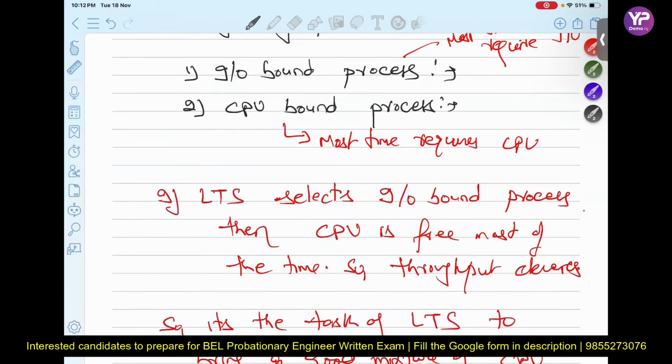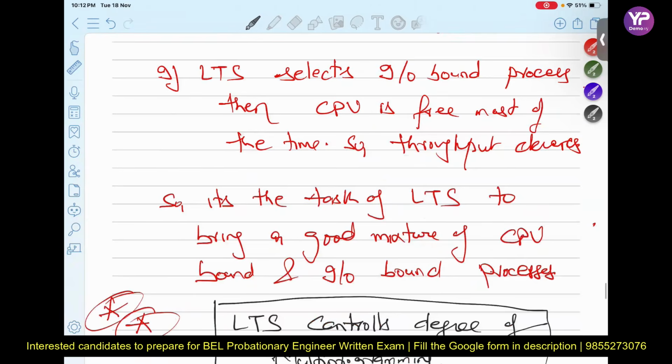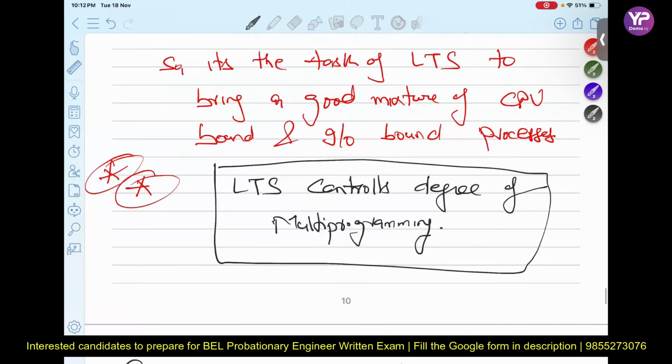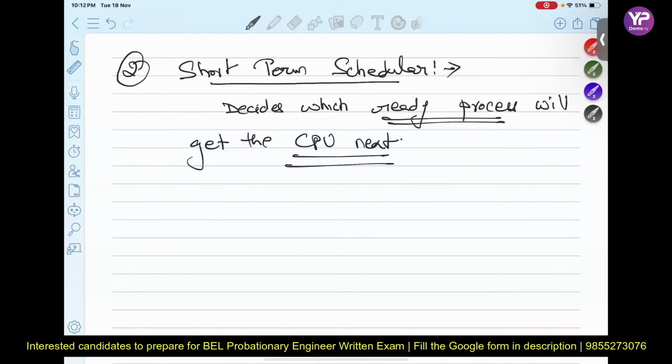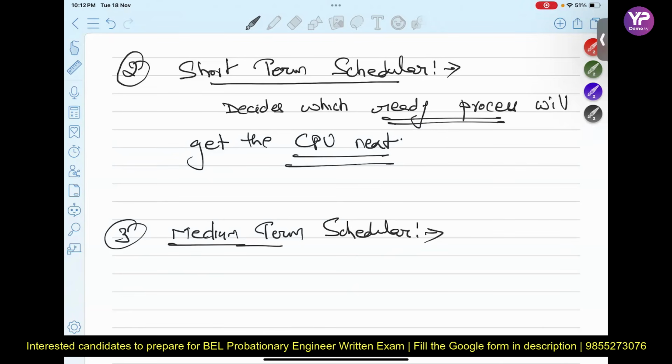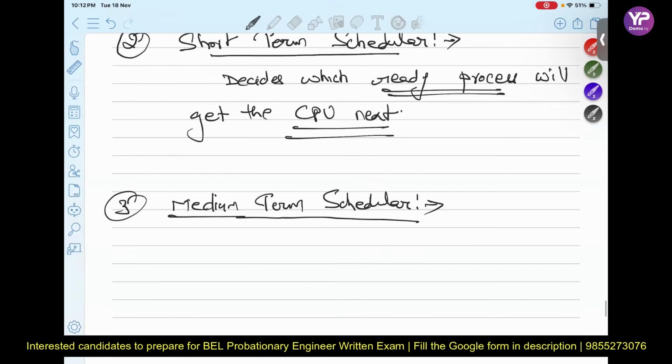Yeah. So if I talk about the short-term scheduler, it decides which ready process will get the CPU next. Very good. So if I talk about the medium term scheduler, can you just tell me what is that?